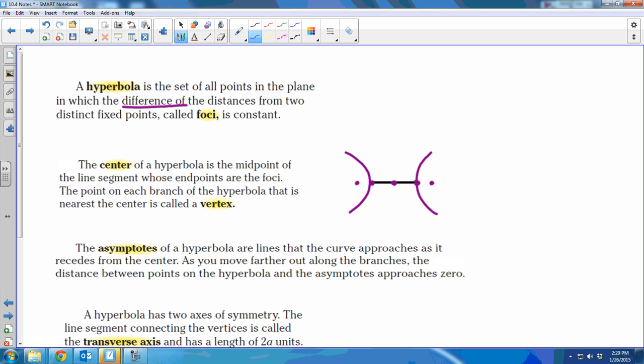The asymptotes of a hyperbola are lines that the curve approaches as it recedes from the center. Without the asymptotes, we wouldn't know how wide or narrow our hyperbola needs to be. So you'll have two asymptotes. And as you move further along the branches, the distance between points on the hyperbola and the asymptote approaches zero. So your hyperbola will get closer and closer to these lines but never actually touch them.